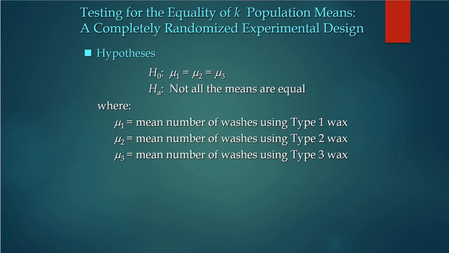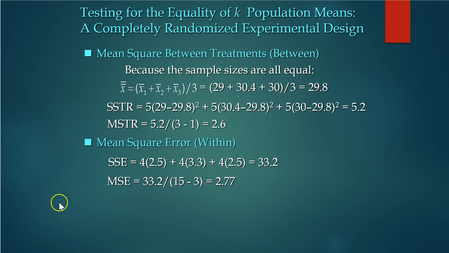Our null hypothesis is always the same for ANOVA: the means are equal. Our alternative hypothesis is that they are not all equal to each other, where mu 1, mu 2, and mu 3 are the population averages for the different waxes. So let's look at the calculations real fast. We first need to come up with our grand mean, x bar bar. The way we do that is we simply take the sample means from 1, 2, and 3, add them up, divide by 3, and we get a grand mean of 29.8.